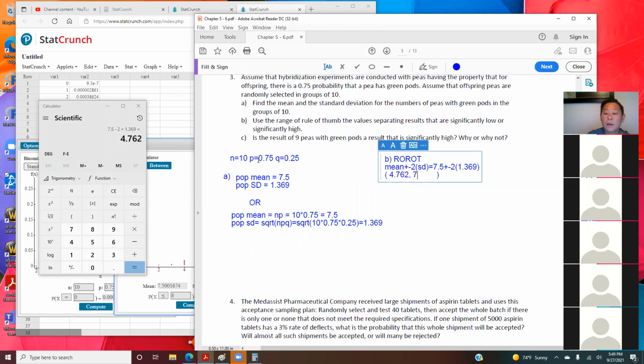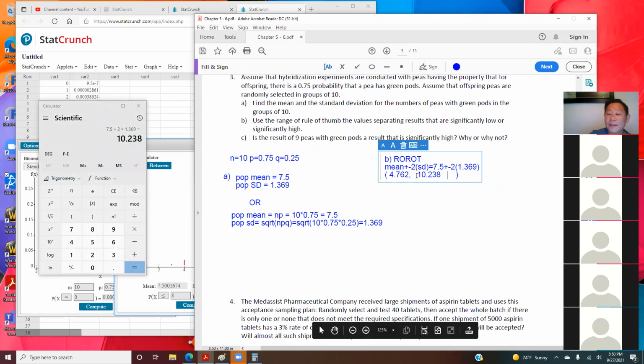Calculator here. So 2 times 1.369. So this is 10.2 something, 10.23. Sorry, what do I have? 10 point something, right? 10.238.